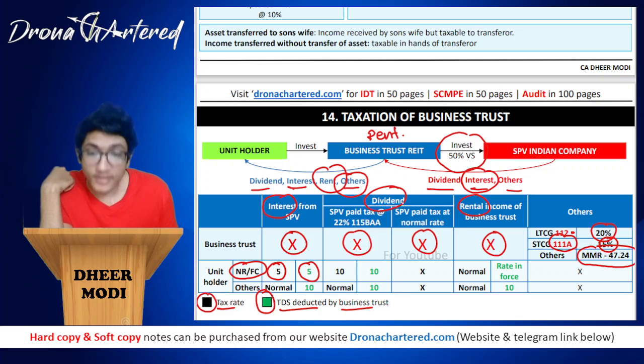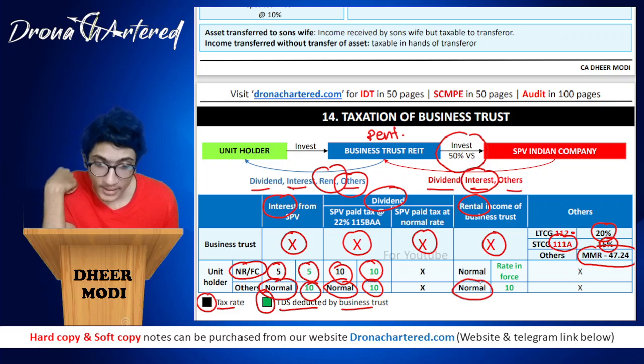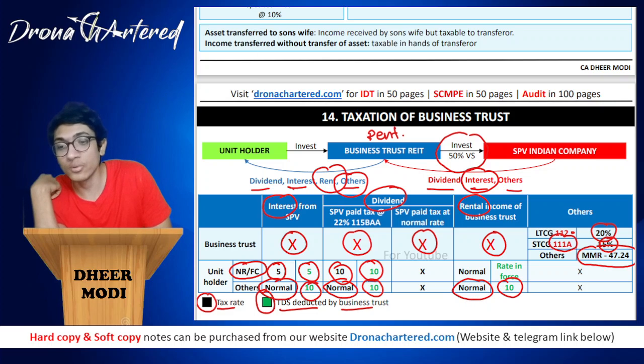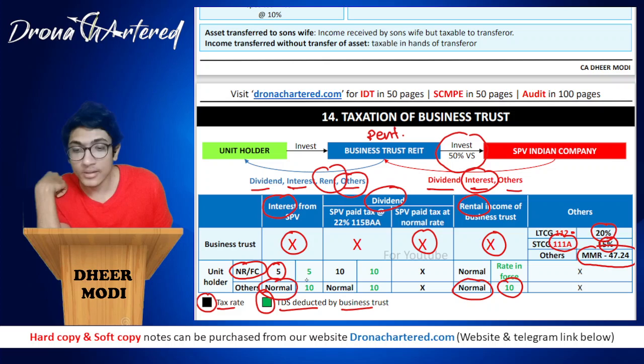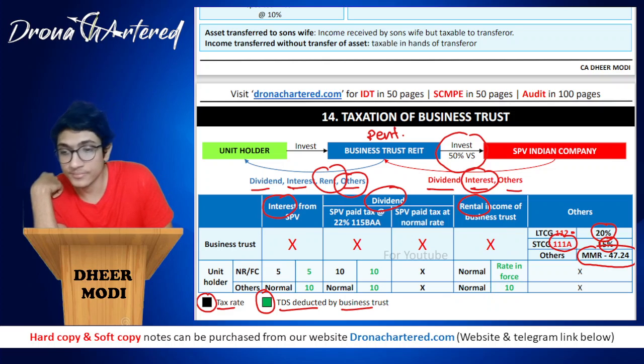If the dividend is received and the SPV has paid tax at 22% under section 115BAA, then in such a case your NR or FC will be taxed at 10% and TDS will be 10%. Over here, for others, taxation will be normal and TDS is 10%. Taxation is normal, TDS is 10%. Try to find patterns so that it is easier to remember. Great. So black is your tax rate and green is your TDS.